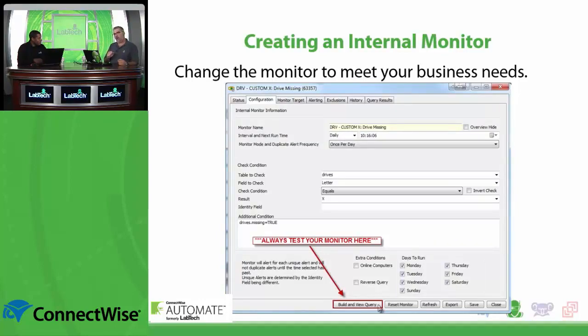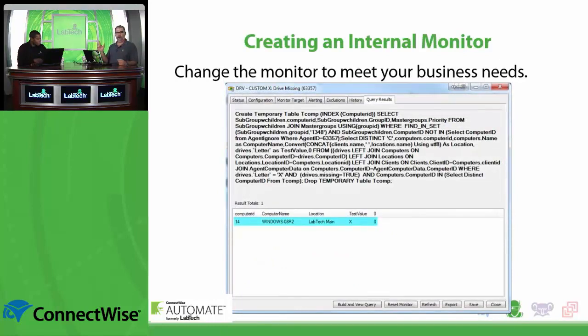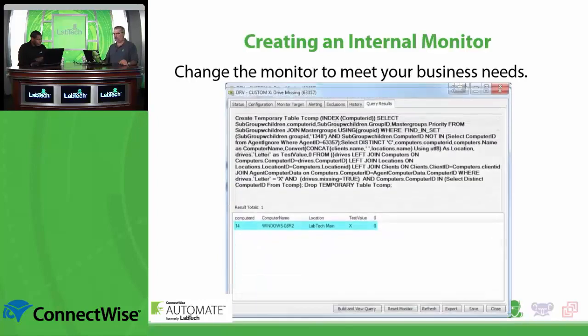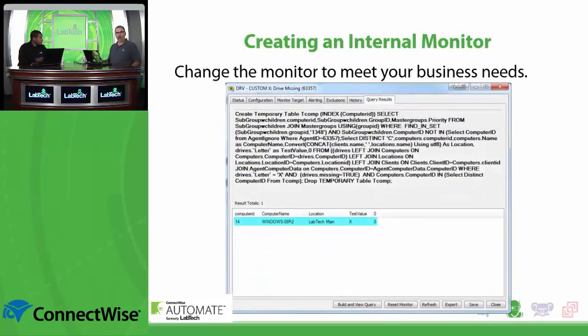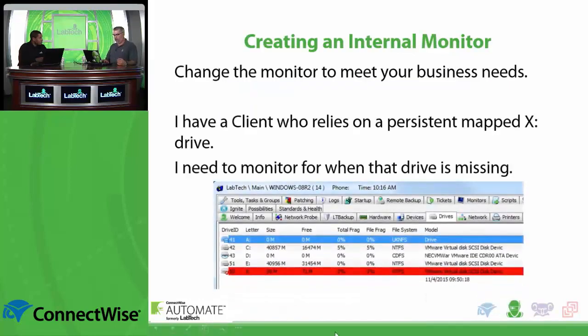And if I don't have bad SQL in there, it's going to take me right here to this screen. This is the Query Results tab, and that shows me the results. So what am I doing? Building this monitor and viewing the query. So I've said I'm looking for drives where the letter is X and the missing value is true. Look at that. That's the one we started with right in the very beginning, right? When we looked at a computer to say, this has the X drive missing, and it was a computer called Windows 08R2 that is at the LabTech client.